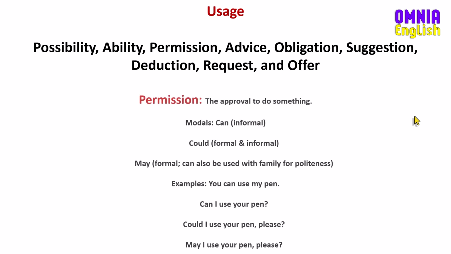Number 3, permission. What's the meaning or the definition of permission? Permission is the approval to do something. The modals here are can, could, may. What's the difference between them? Can is for informal permission. Could is for formal and informal, we can use it in both cases. May is more formal, but we can use it with our parents or family or relatives for politeness.